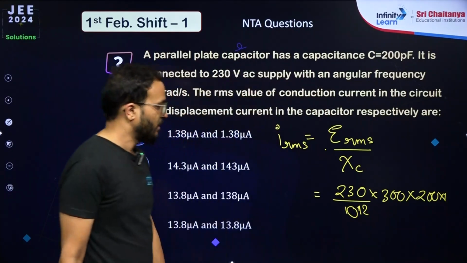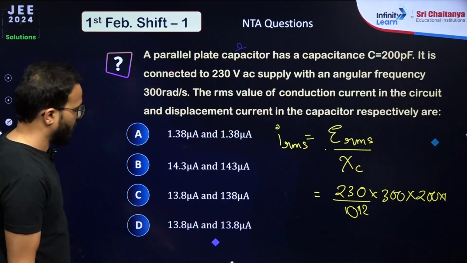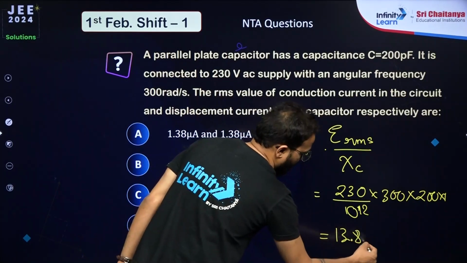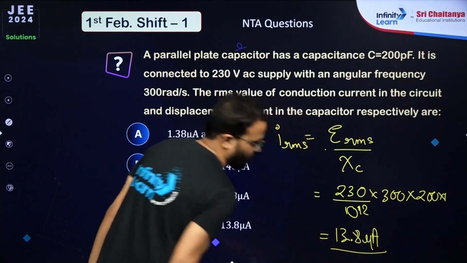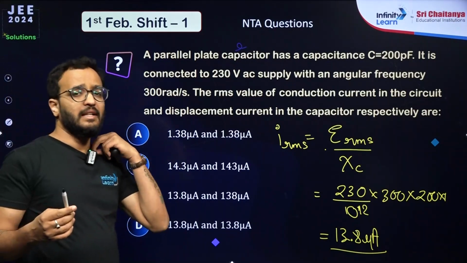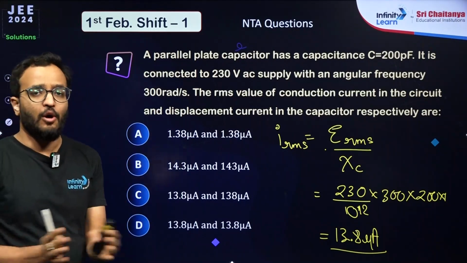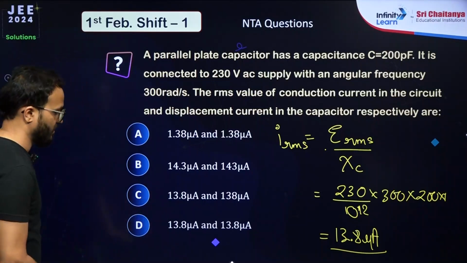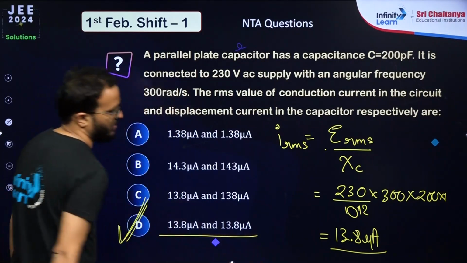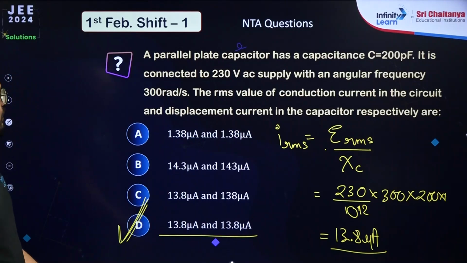Okay. So if we solve it, finally you will say that, sir, after solving, it is coming out to be 13.8 microampere. 13.8 microampere. So listen to me. Conduction current and the displacement current are always equal in a capacitor. So option D will be correct. Very simple question. Just put the values and get your answer.